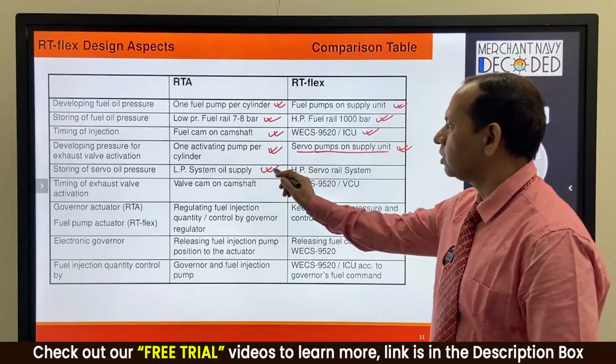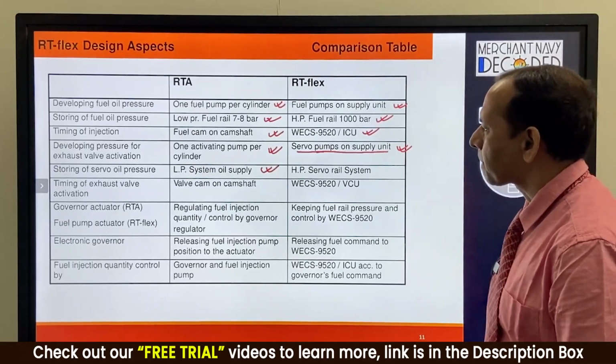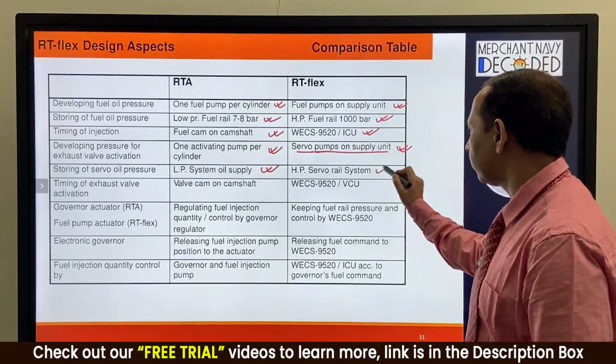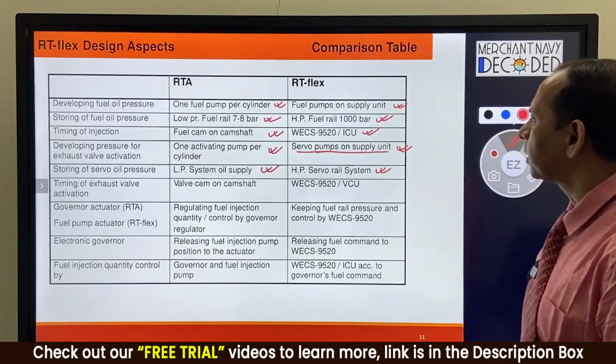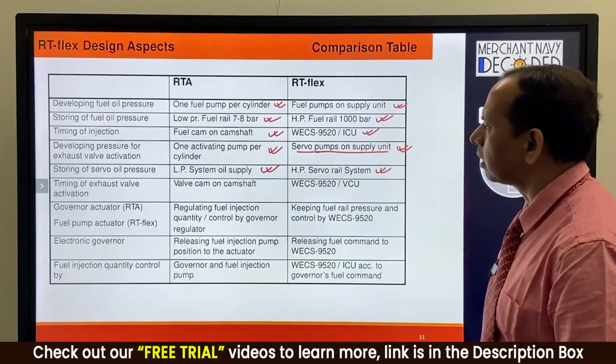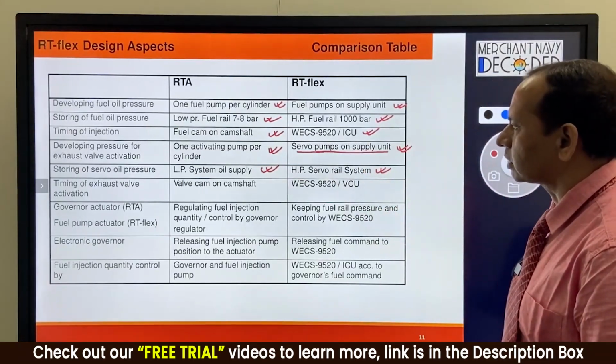In the RTA engine it is coming at low pressure. Whatever the system oil pump is going to supply, 2 to 3 bar, whereas in the RT-Flex engine it is a high pressure servo rail system which is pressurized to 200 to 250 bar. That is another major change between RTA and RT-Flex.